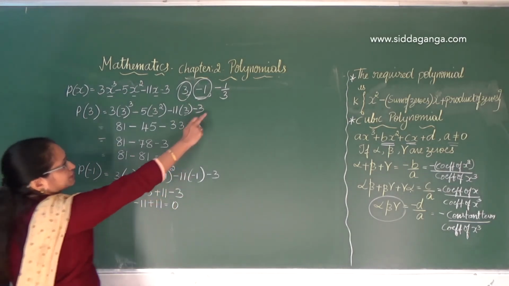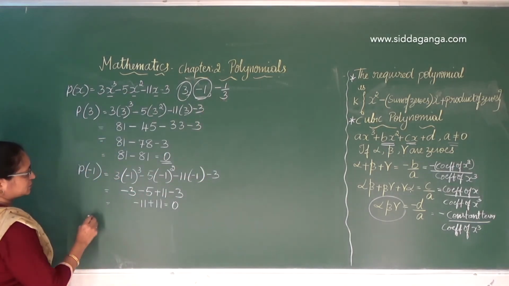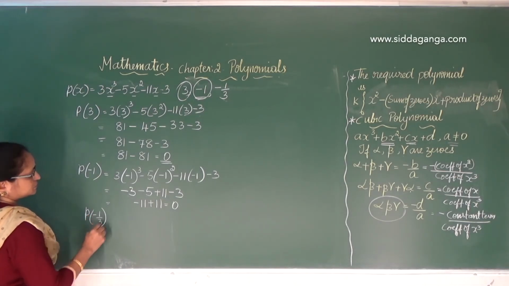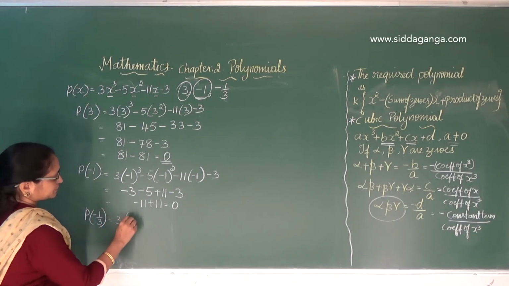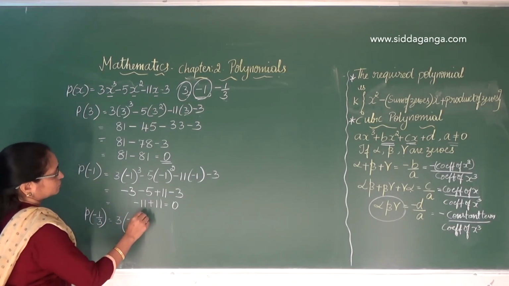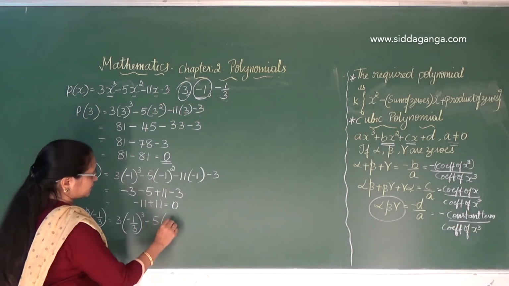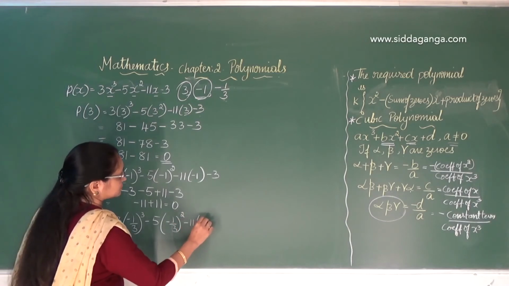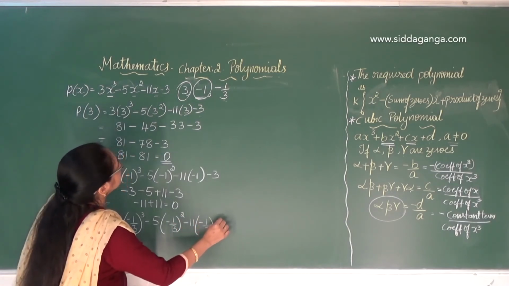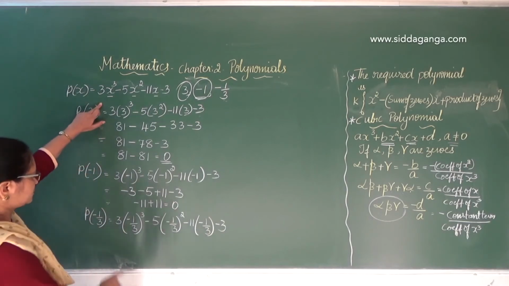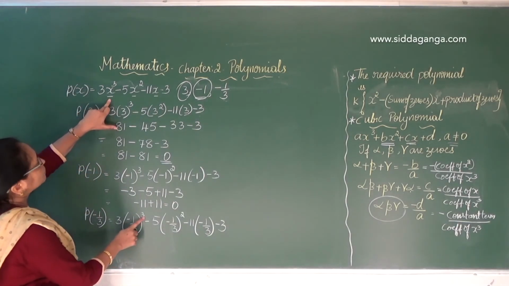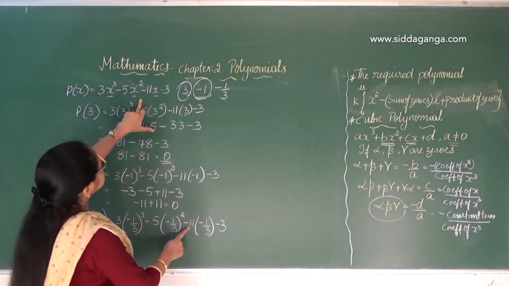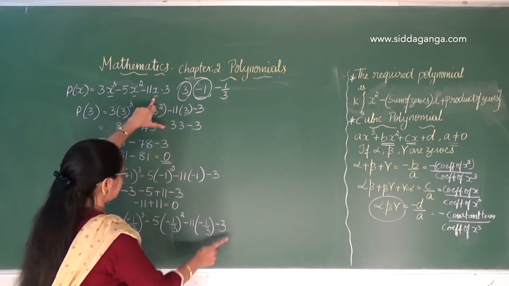And the last we have to check whether minus 1 by 3 is the 0 of the polynomial. So, I will do it here, 1 by 3. So, here 3 into minus 1 by 3 whole cube minus 5 into minus 1 by 3 square minus 11 into 1 by 3 minus 3. Just check. 3 into minus 1 by 3 whole cube minus 5 into minus 1 by 3 whole square minus 11 into minus 1 by 3 minus 3.